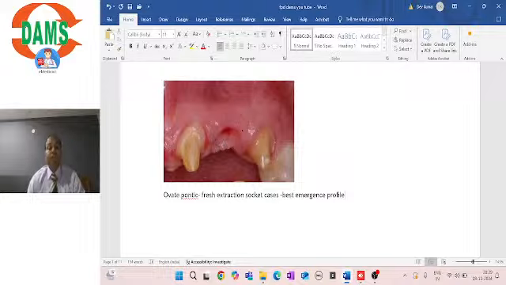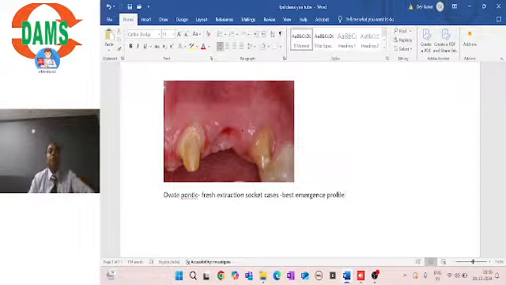In a case where you do not have an extraction socket, for all practical purposes we go for a modified ridge lap pontic. If somebody asks what is a stein pontic, it is a modified ridge lap pontic. The modified ridge lap pontic is indicated in the aesthetic zone: maxilla, mandible, anteriors, and maxillary posteriors.